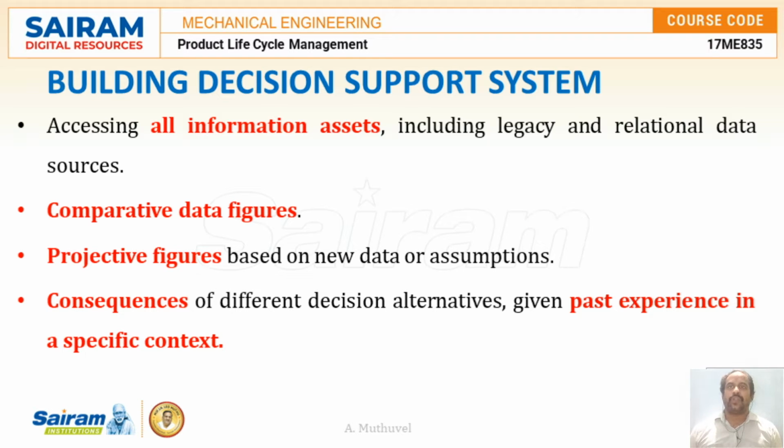That means what the benefit will be. Those things we can project from the various data they have, along with the consequences of different decision alternatives given past experience in a specific context. Suppose for any decision previously, failures happened, how and when they happened. That data will be useful for making a new decision for the new product. By this we can increase profit and reduce losses, which means repetitive mistakes won't happen.